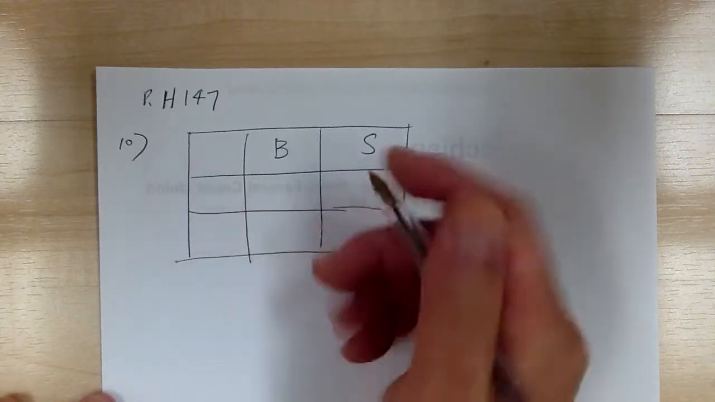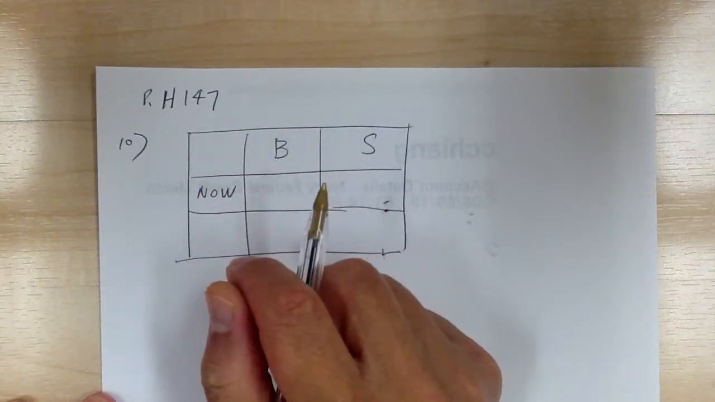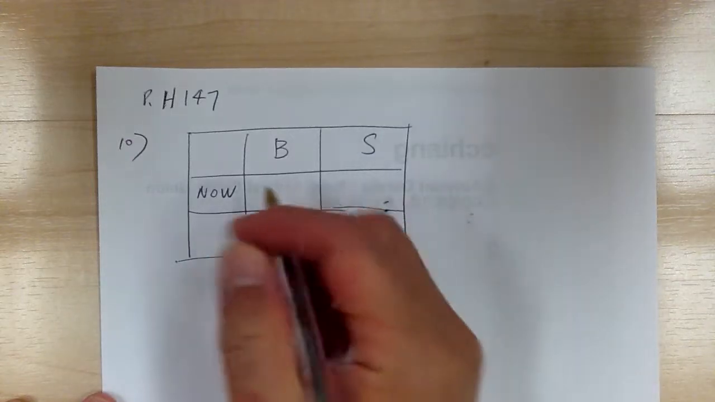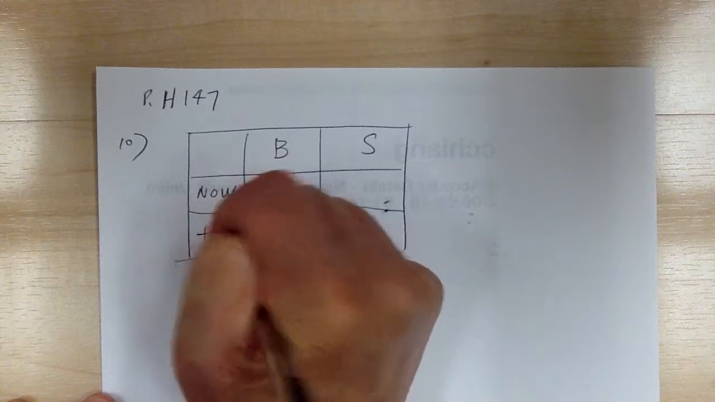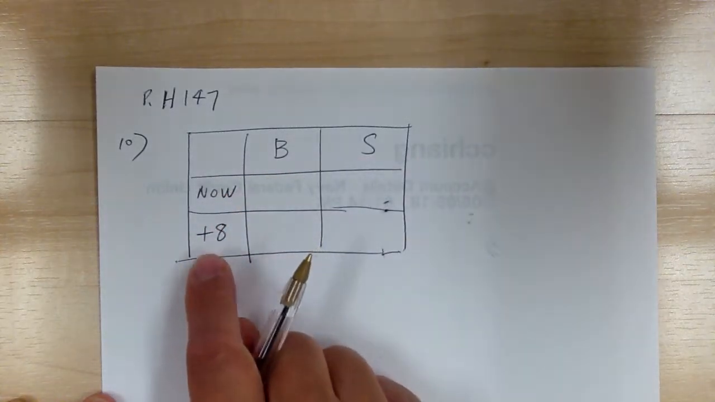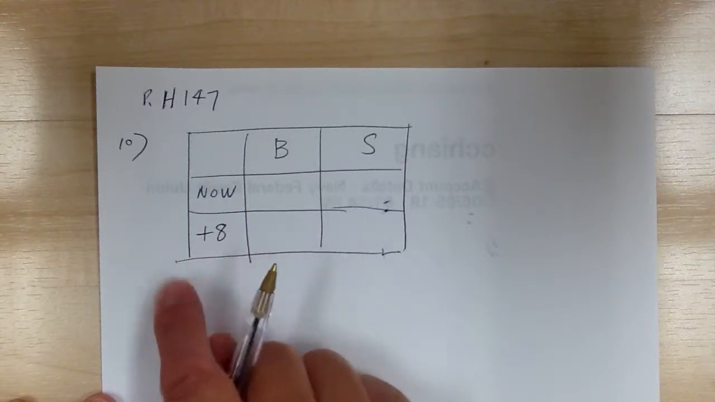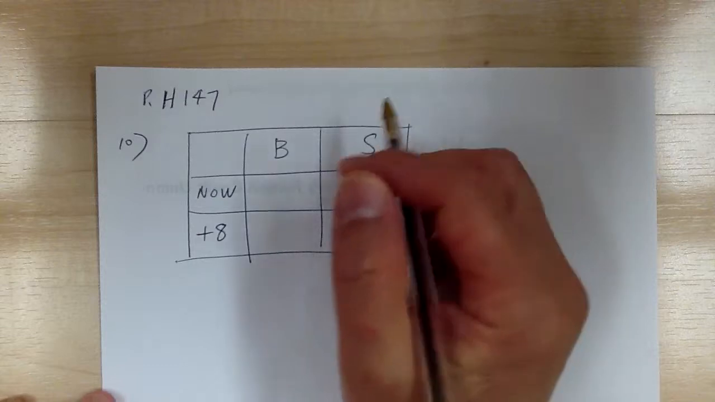So one of them is now, right? Is present tense, so it's now. And it says in 8 years, that means 8 years future. So that means plus 8, right? So again, in 8 years means 8 years in the future, so you put down plus 8. Now, if it's in the past, then you have to minus. Okay, so that's a time frame.